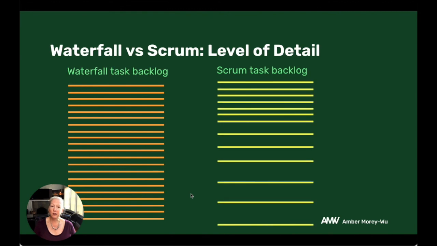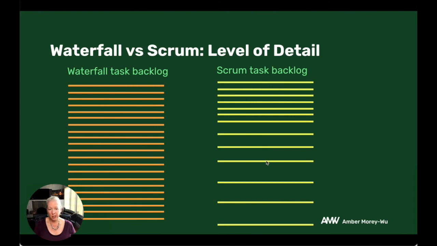Versus if you look at a Scrum task backlog, you can see for the first sprint and maybe the next sprint or two, you've got a lot of detail in the task backlog. But the further down that you go, the less detail there is. You've got a high-level plan. You know where you're going. You've got your high-level epics. You haven't written out all those user stories yet because you don't know if you might change directions or pick up something in a different order.